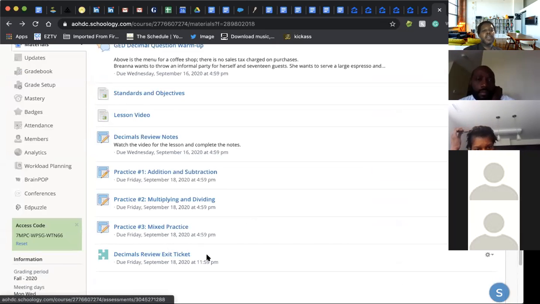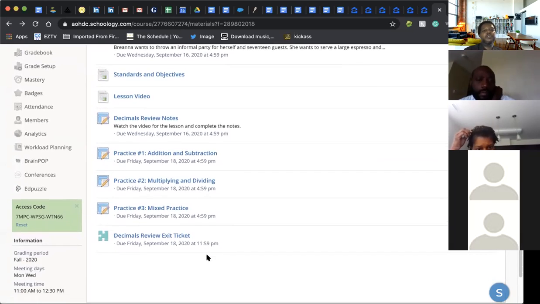And then, of course, your exit ticket as well. So those are the assignments you have to do for this week. And they are due on Friday. The notes, of course, are due today. Everything else is due on Friday. Do you guys have any questions for me?